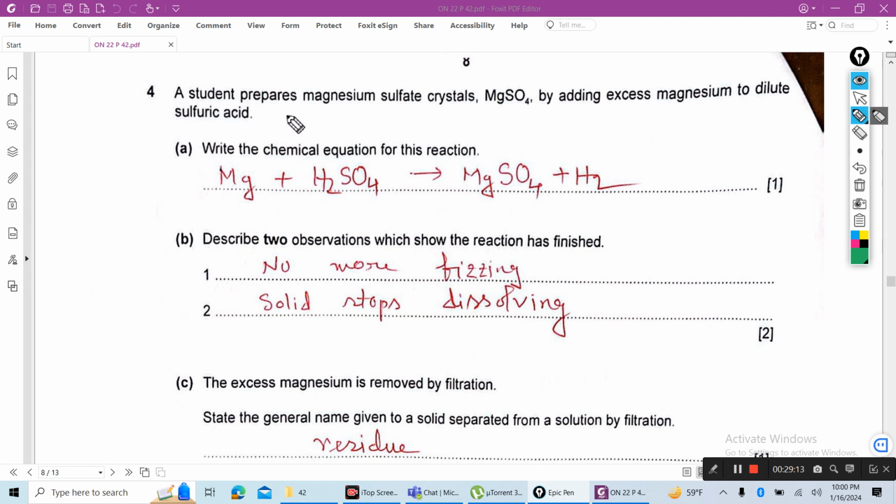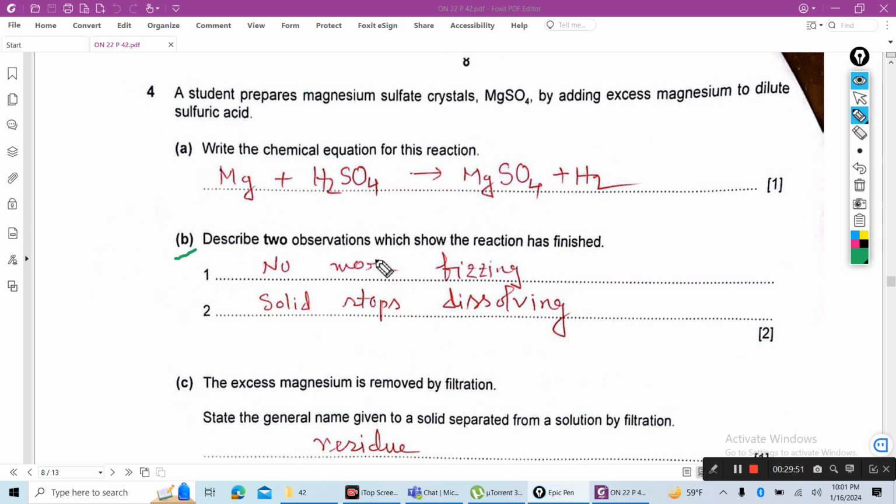A student prepares magnesium sulfate by adding excess magnesium to dilute sulfuric acid. Number A, write the chemical equation for this reaction. Metal reacts with acid to produce salt plus hydrogen. Here magnesium reacts with sulfuric acid, magnesium sulfate salt plus hydrogen. Metal reacts with acid to produce metal salt plus hydrogen.